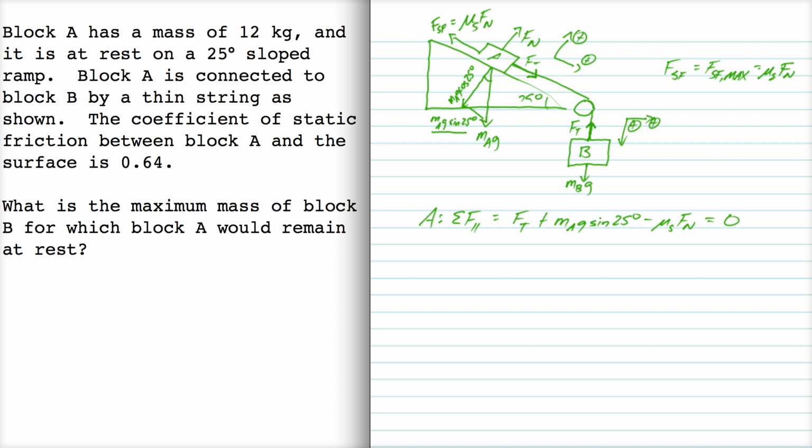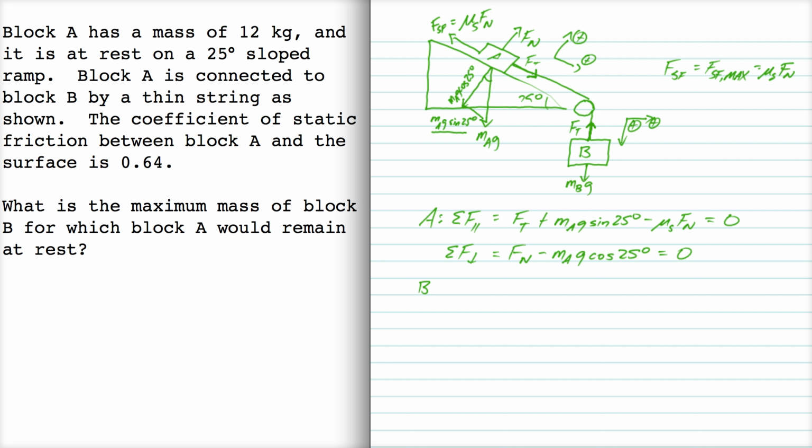Next, let's look at our perpendicular equation. We have the normal force, which points out of the ramp. That's positive. And then we have the perpendicular component of gravity, which points into the ramp, so it's negative. Those are the only two forces on A that are perpendicular to the ramp. And I set them equal to 0.